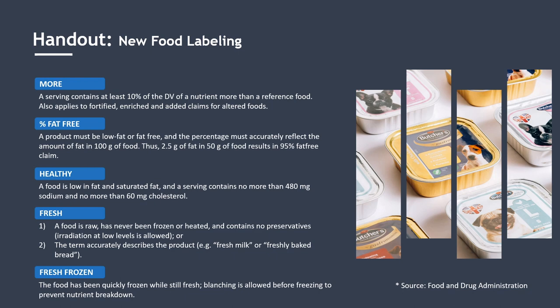Healthy. A food is low in fat and saturated fat, and a serving contains no more than 480 milligrams of sodium and no more than 60 milligrams of cholesterol. Fresh. A food is raw, has never been frozen or heated, and contains no preservatives. Irradiation at low levels is allowed. Or the term accurately describes the product, for instance, fresh milk or freshly baked bread. Fresh frozen. The food has been quickly frozen while still fresh. Blanching is allowed before freezing to prevent nutrient breakdown.